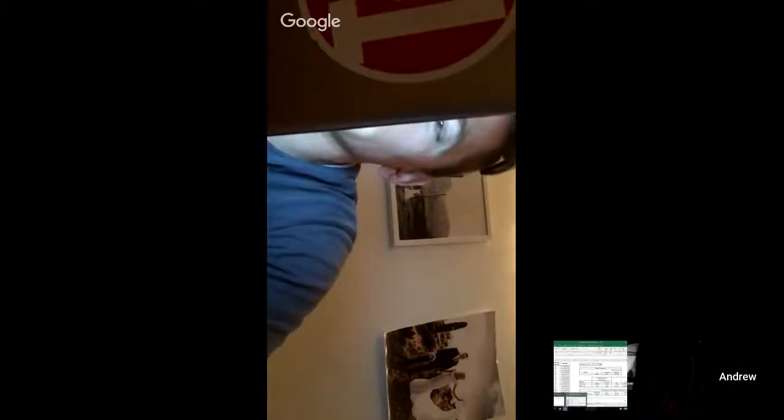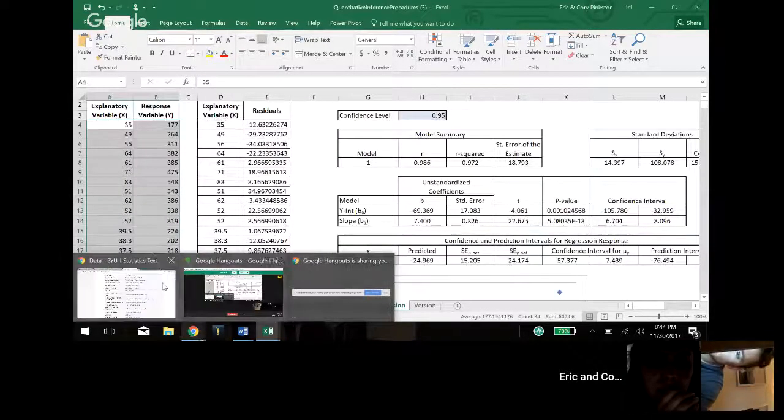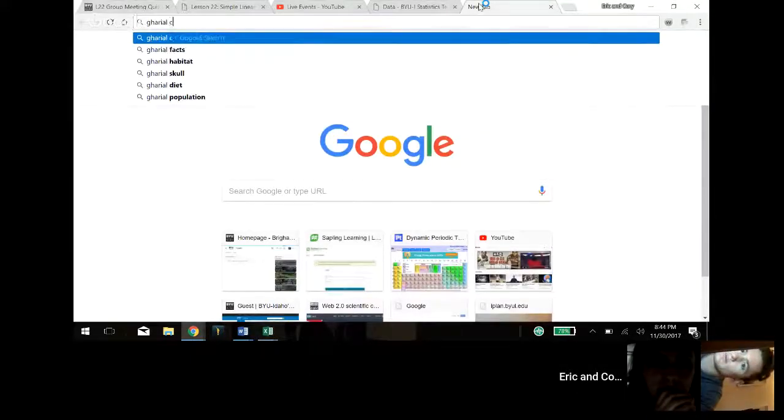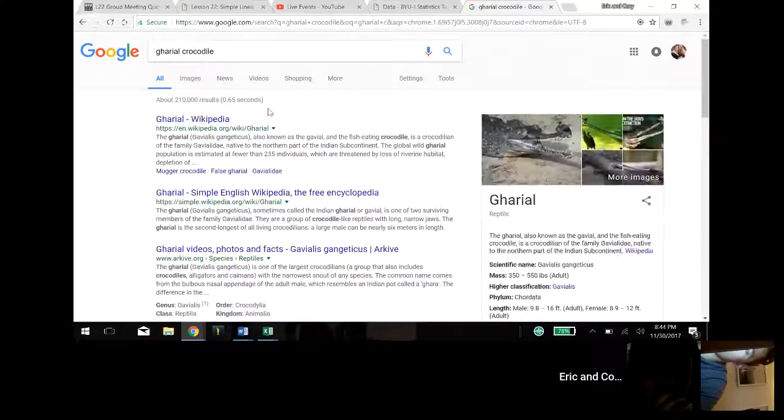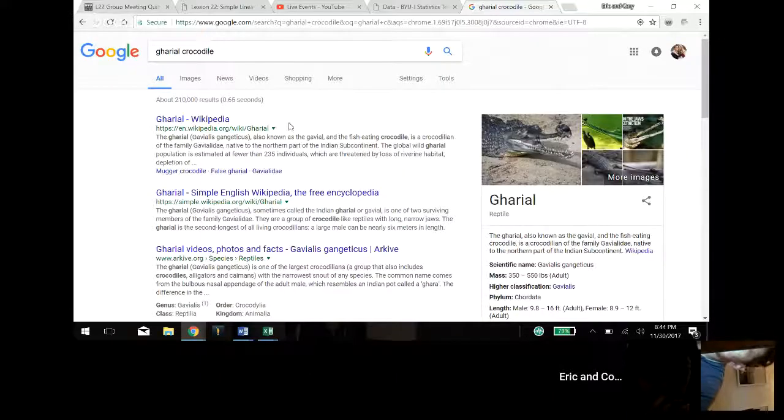All right, hold on. What's the first part of the crocodile thing? The gharial. What the heck is a gharial crocodile? The head. Probably the type of crocodile. I'm gonna look it up right now, because Google. Gharial. How do you pronounce gharial? No, sorry. It's a fish-eating crocodile. Is it little? No. It's this.